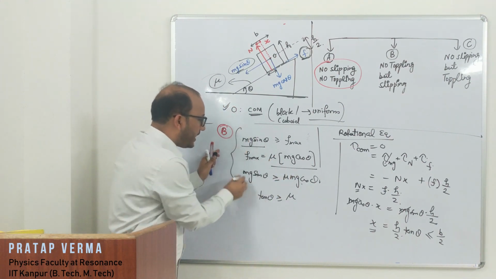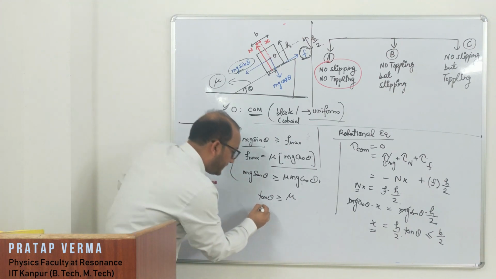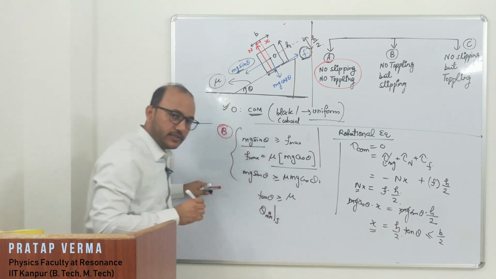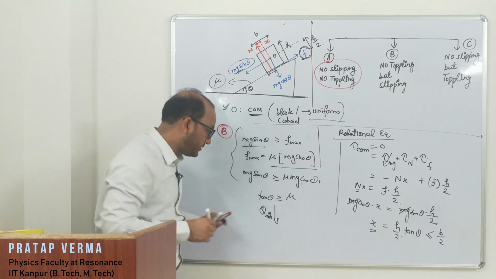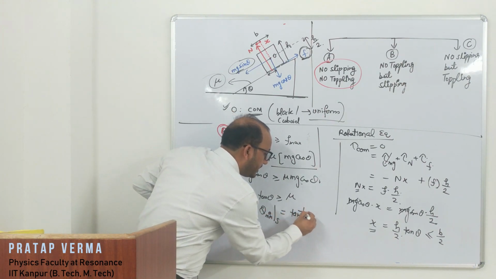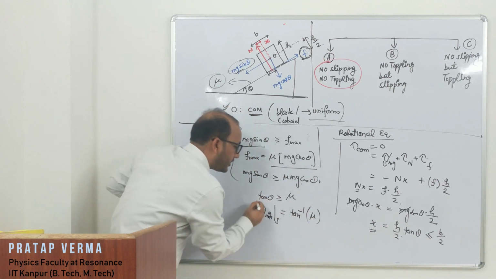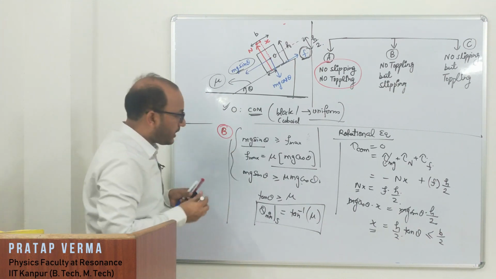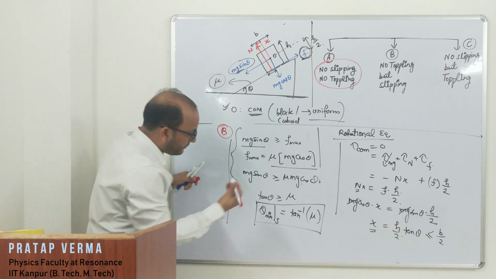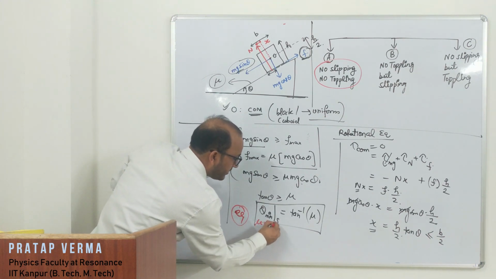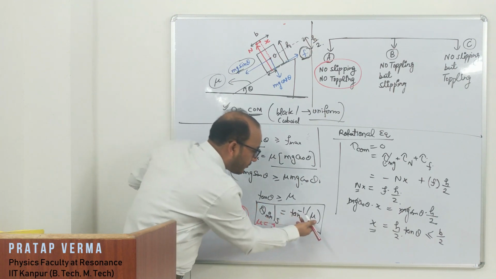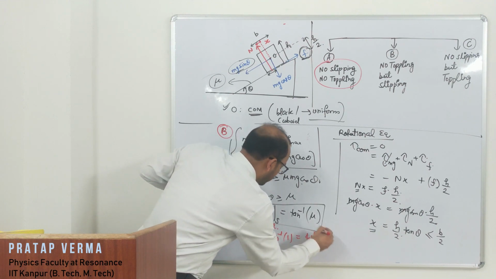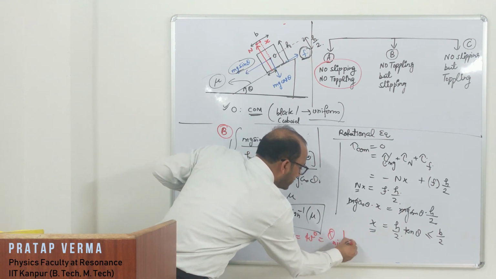Now this simple analysis essentially tells me the theta minimum value for slipping. That value comes out to be simply tan inverse mu. This is what I have done with this analysis. For example, if mu is equal to 1, then tan inverse of mu is equal to 45 degrees. That becomes my theta minimum value for slipping.